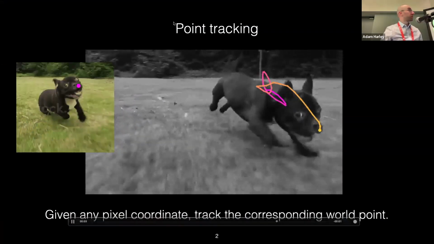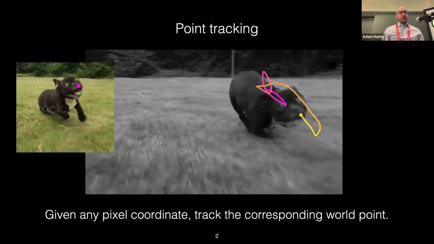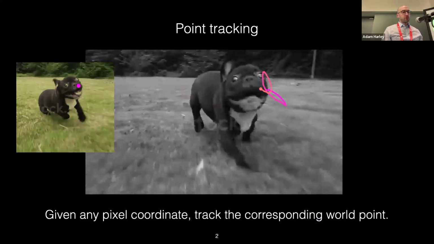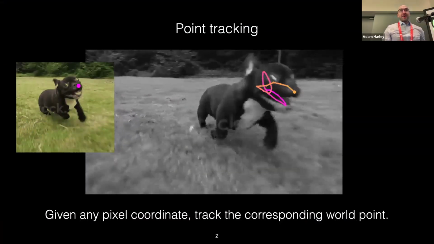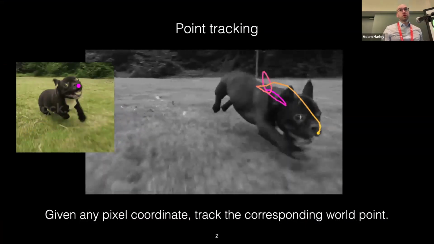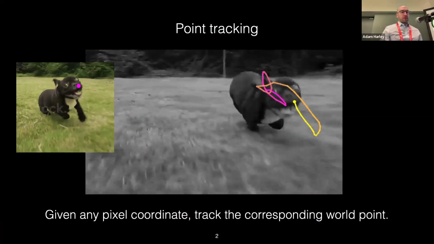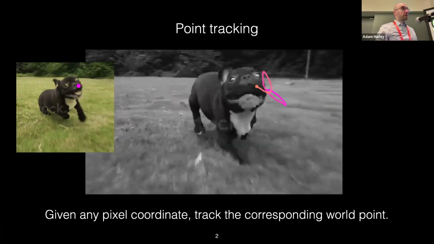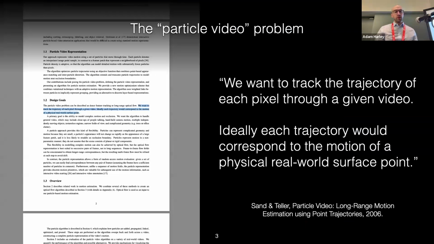So maybe with Fatma's talk already done, I don't need to define point tracking, but I'll do it anyway. The problem to me is this. Given a video and any pixel coordinate on any frame, we want to track the corresponding world surface point for as long as possible. This is an early visualization I made to show how that works, and how it looks when it succeeds. And it's useful, I think, to recognize that this problem was made concrete all the way back in 2006.